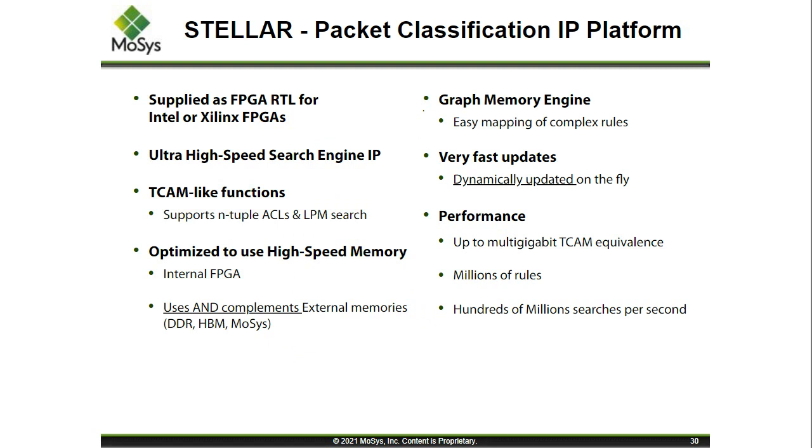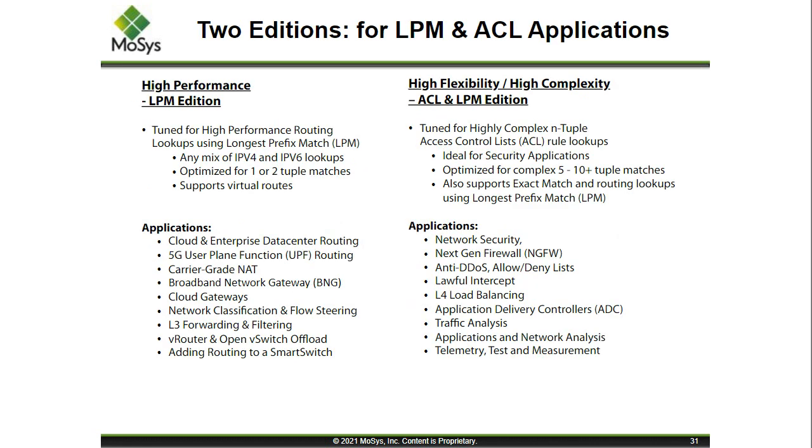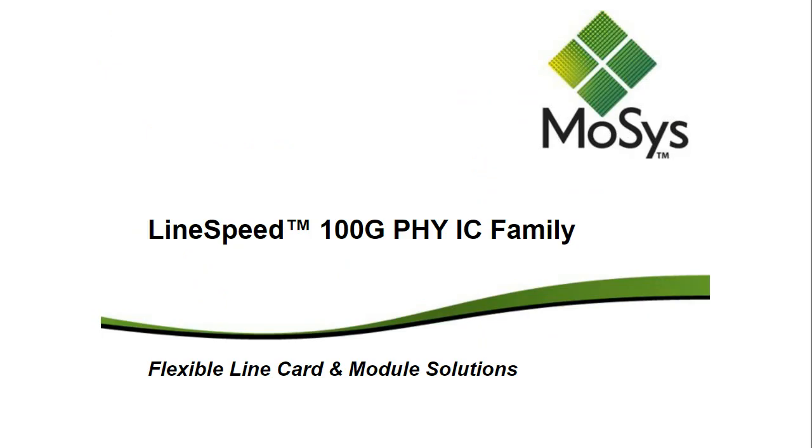Again, I'm going to push through a couple of these quickly because of time concerns. You can see we have these two classifications of lookups that you might want to do with this: longest prefix match or access control list functionality, which is also already built into this device and available. I'm going to hand this off to Scott Irwin, our VP of Linespeed products, to talk for the next minute or two.